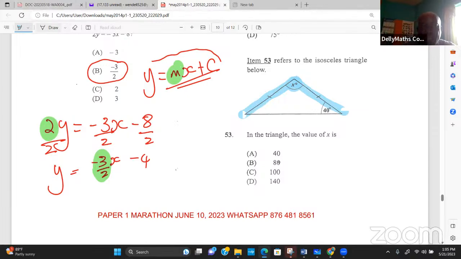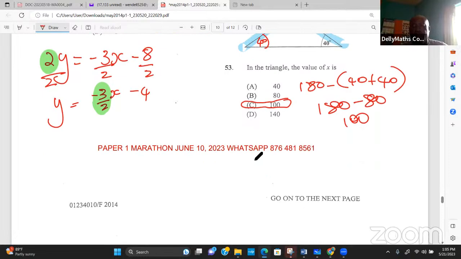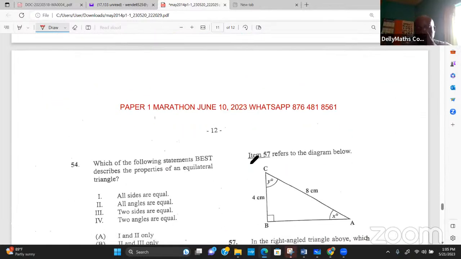It simply means that the other two angles are the same, so 40 is also here. Now I'm going to take the sum of the 40 and the 40, and take it from 180. So 180 minus 80, and the answer is 100 degrees right there. So we utilized that isosceles property to get it.